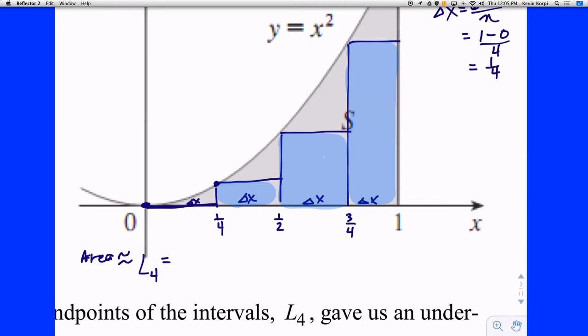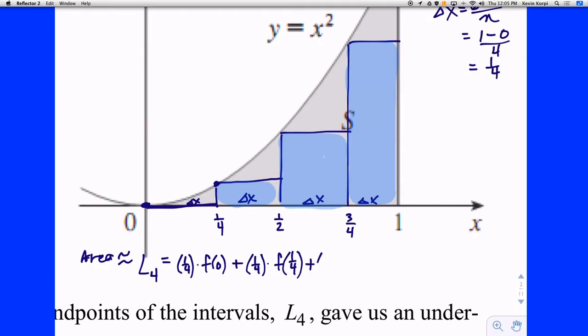So I'll do the width first. The width is delta x. What's our delta x? 1/4. And the height, I'm just going to call f of 0. Okay? That's the y value at the left endpoint. Plus, the next area, the one that's actually highlighted there, the width is going to be 1/4. And the height is going to be the function value at its left endpoint, which is f of 1/4.